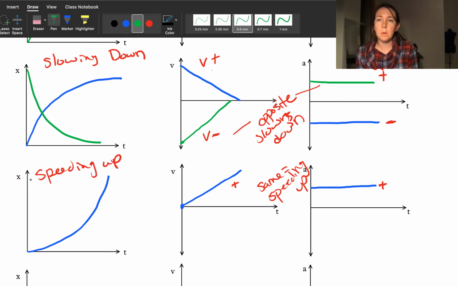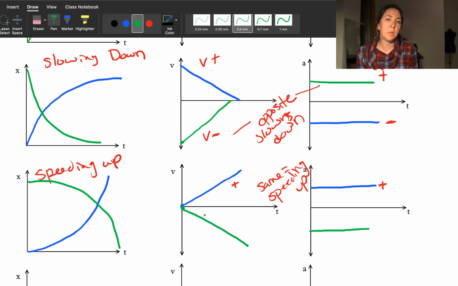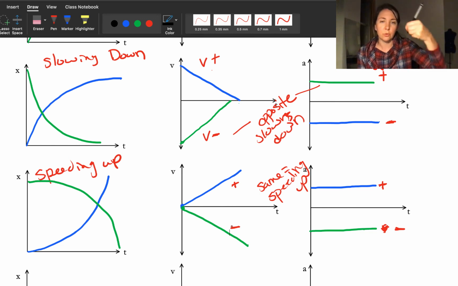Now we can have the same idea of an object that is speeding up in the negative direction. The velocity starts off 0 and then becomes bigger in the negative direction over time. This acceleration is negative because the slope of this line is negative, so we get a negative acceleration here. And the sign of the velocity, all of these velocities are in the negative direction. They're all going downward, all traveling downward. And so again, we see same signs, speeding up.